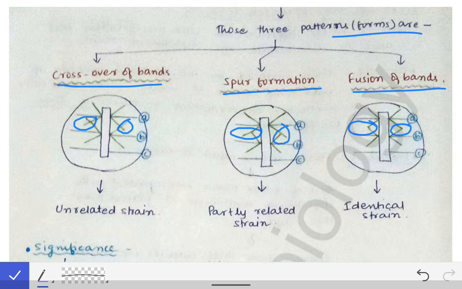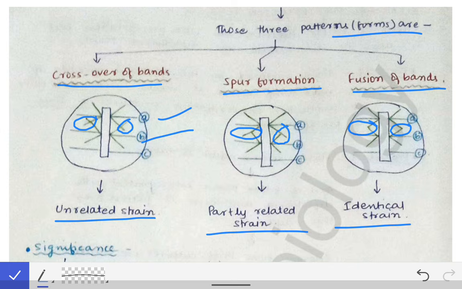So if there is crossover of the bands, that means they are unrelated strains. This A strain, that is the test strain, and this B, which was the known toxigenic strain, they are not related by any means. When there is spur formation, that means they are partially related. And when there is fusion of the bands, that means they are identical strains, they are similar strains. It means the test strain is just similar to the known toxigenic strain B.